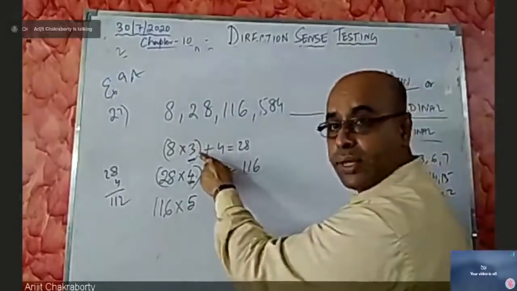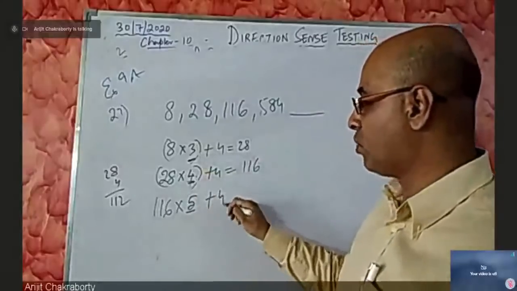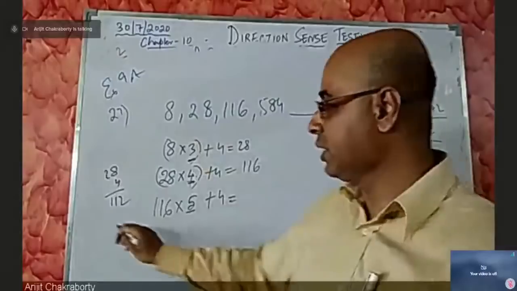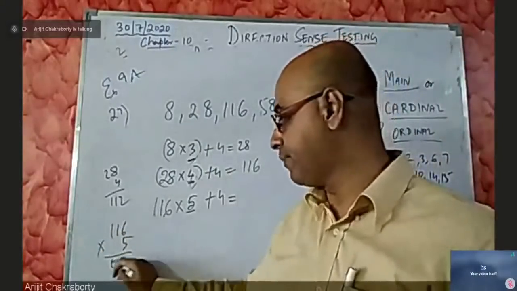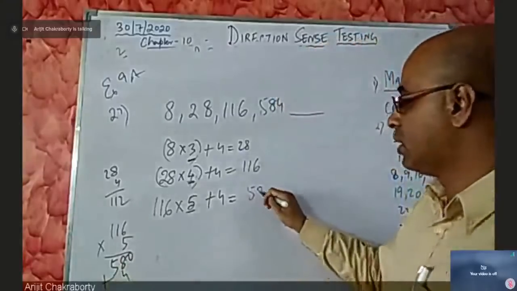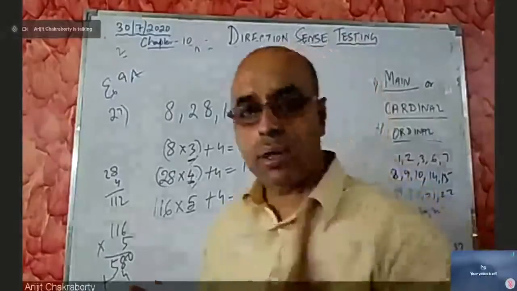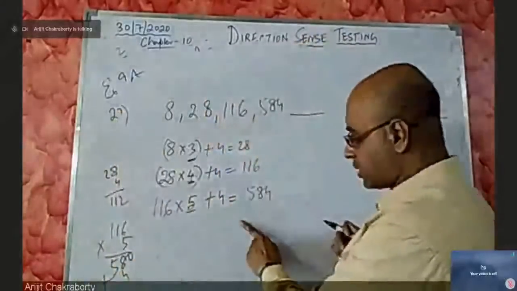It is into 3, then into 4, so it has to be into 5, increasing, plus 4. Let us see if it is so. 116 into 5 is 580. 580 plus 4 is 584. So dear students, our logic is correct. We took less than 10 seconds to crack this. It is correct, 584.